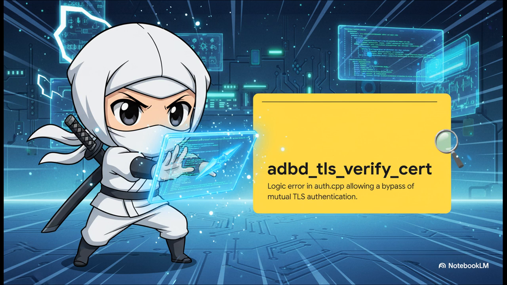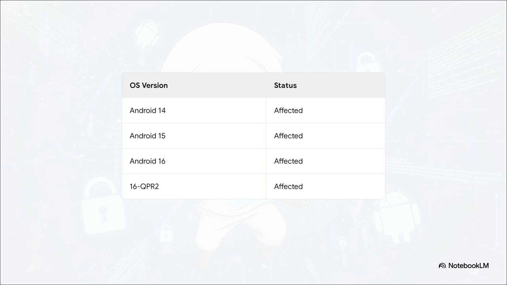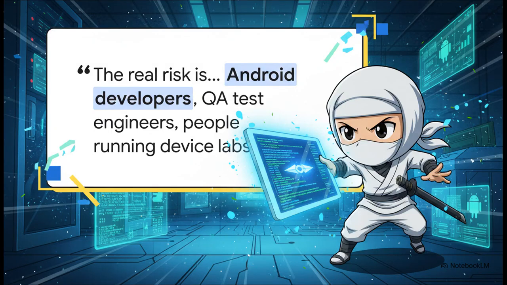It's wild. This data perfectly illustrates the broad attack surface we're dealing with, exposing devices from Android 14 all the way through 16 QPR2. And note carefully that Android 16 QPR2 was actually marked as unaffected in some early reports. But yeah, that status has been updated. So if your fleet is running any of these versions, you have a massive unauthenticated attack surface just sitting wide open on port 5555.